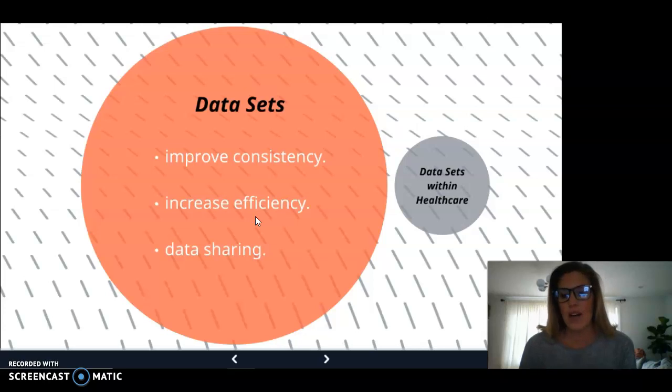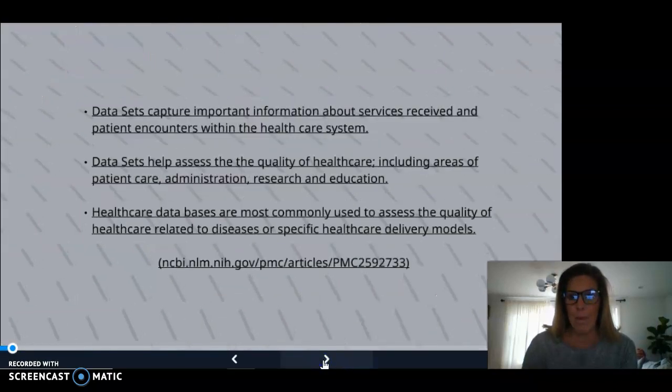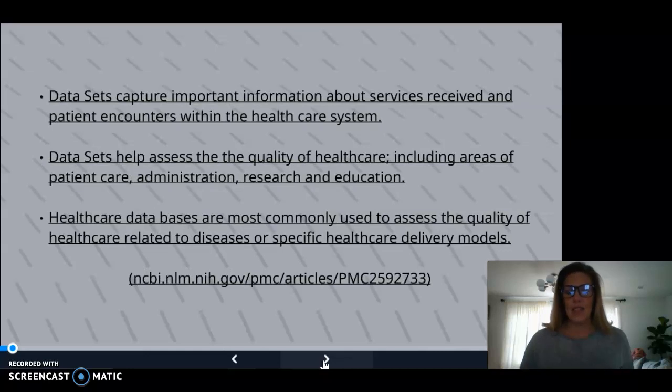Data sets within the healthcare network improve consistency, increase efficiency, and allow for data sharing to happen. Data sets capture information about services received and patient encounters within the healthcare network. Data sets help assess the quality of healthcare, including areas of patient care, administration, research, and education.